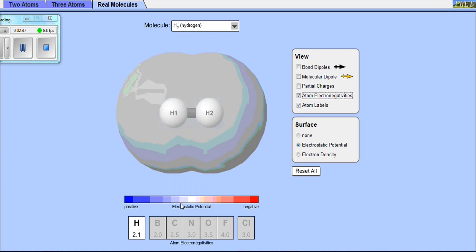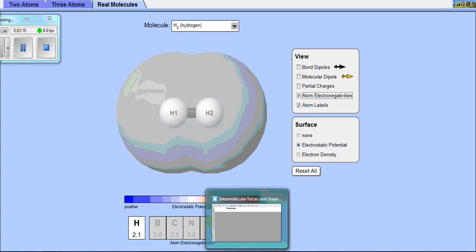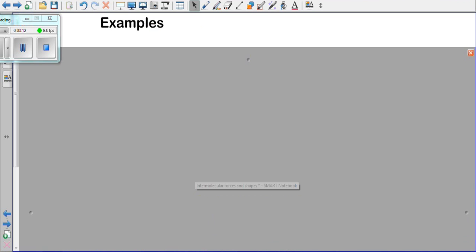if you look at electronegativities, hydrogen has an electronegativity of 2.1. So each hydrogen has the same electronegativity and they will have an equal pull on the electrons. That's why we get this evenly shared electron cloud, so to say, between the two hydrogen atoms, and we can say that a hydrogen molecule is a nonpolar molecule.